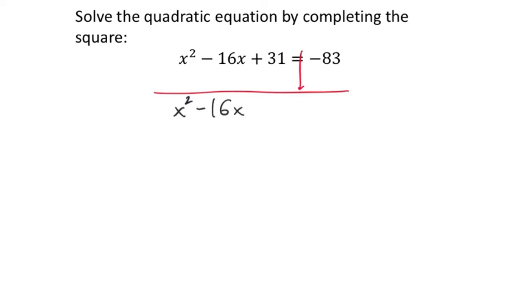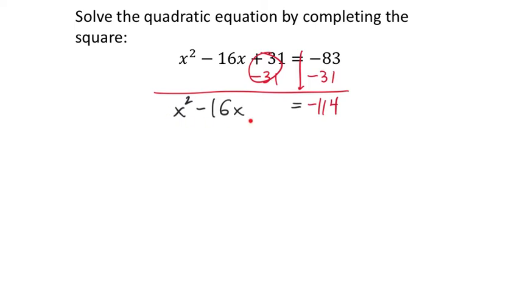And there's a reason for that. So we're not going to do it. So, yeah, the 31 there, I'm going to zero it out by taking 31 away, so minus 31 from both sides. That does zero that out. That's very nice. But negative 83 minus 31 is negative 114. Now I am ready to complete the square.